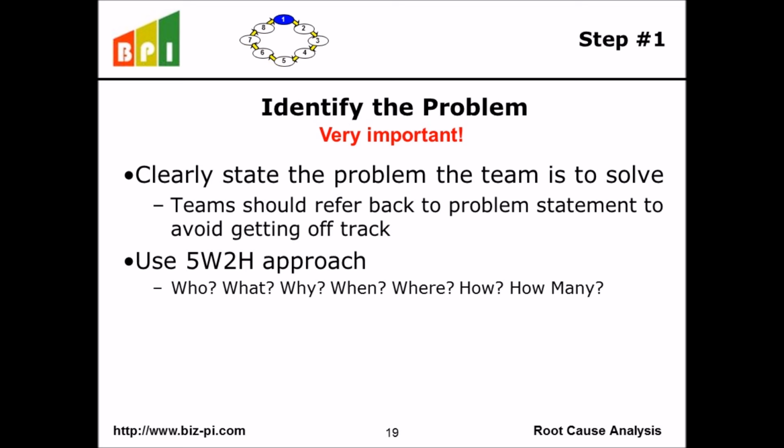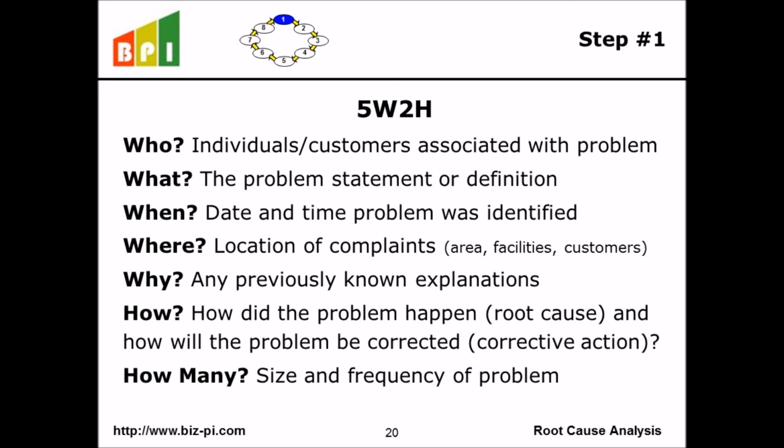The 5 W's and 2 H's approach can help you get there. Simply answer the who, what, where, when and why, and how many to help better define the problem. Here's a description of the 5 W and 2 H questions. For the who, we want to know the individuals or the customers associated with the problem. For the what, we want to know the problem statement or definition. The when is the date and time when the problem was identified. Where would be the location of the complaints, whether that's an area, facility, or customer segment. Why, if there's any previously known explanations or ideas.